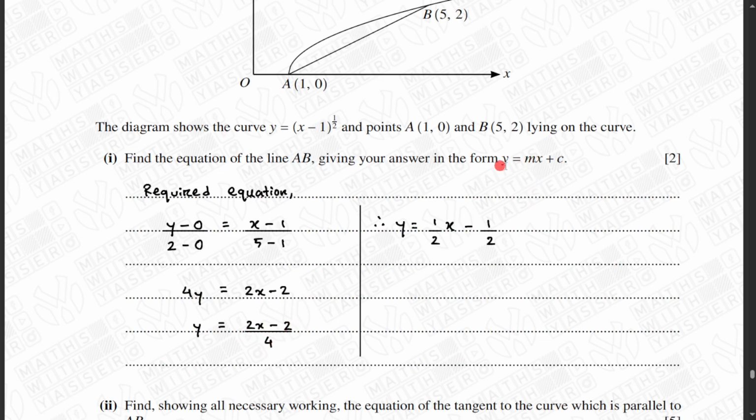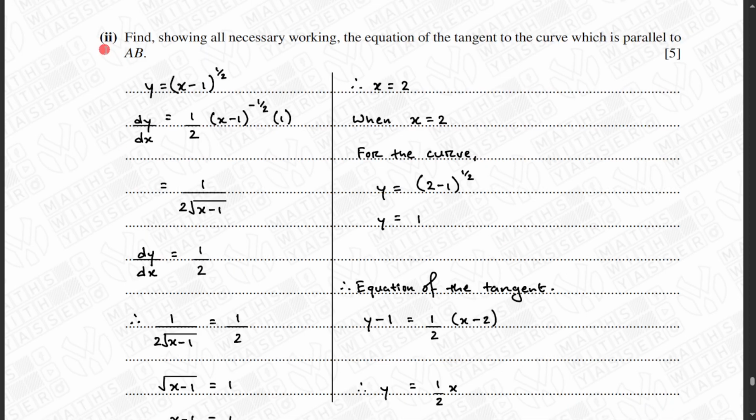But they have asked us to express this in this format. So that means this will become y equals half of x minus half. In the second part of the question, it says that find, showing all necessary working, the equation of the tangent to the curve which is parallel to AB.